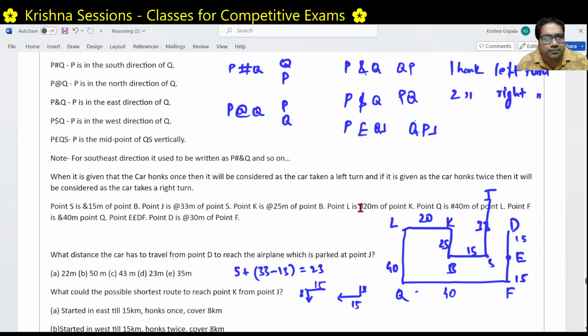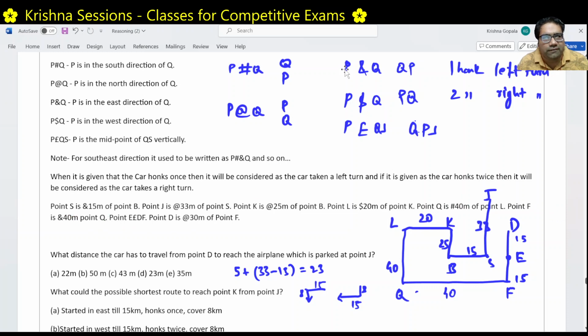L dollar K means L is left of K, which is 20. Q hash L means Q is below L. How much? 40. Very good.